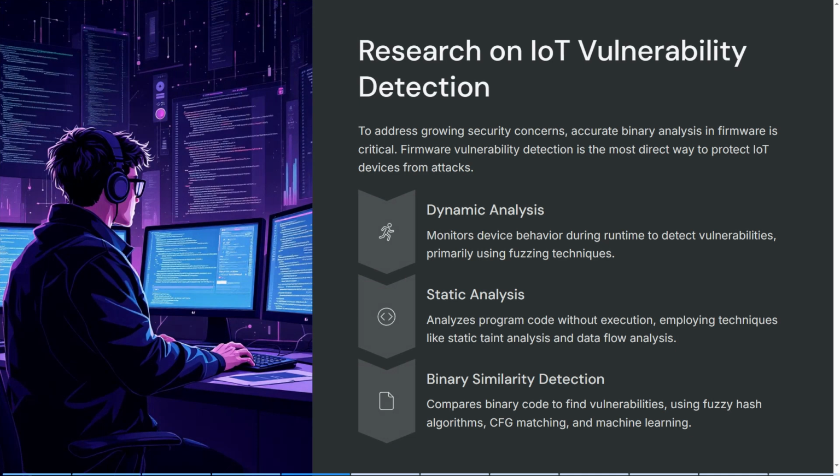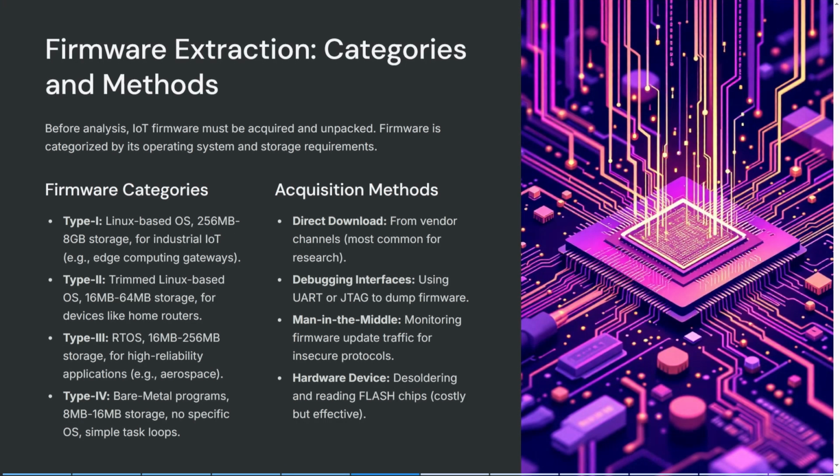The second way is the static analysis. It analyzes program code without execution, employing techniques like static taint analysis and data flow analysis. So it simply reads the code without executing the actual thing that it needs to do. And the third one is the binary similarity detection that we will talk about later on, because it uses machine learning and normally fuzzy hash algorithm and etc. to find different vulnerabilities.